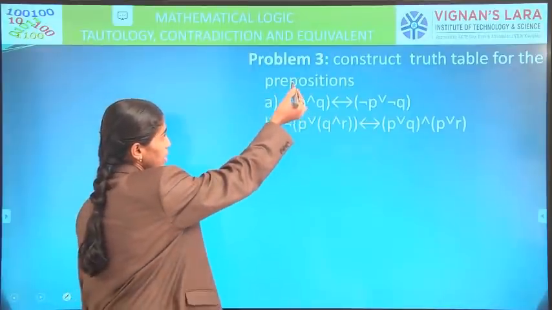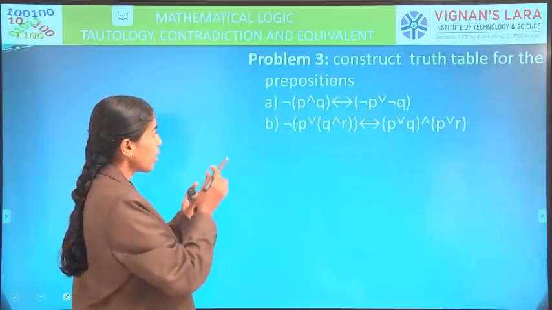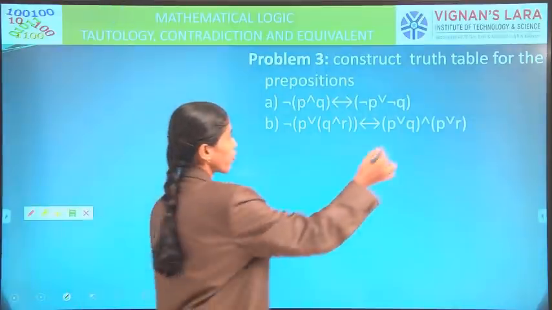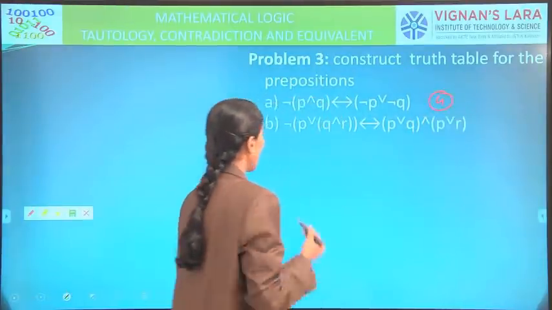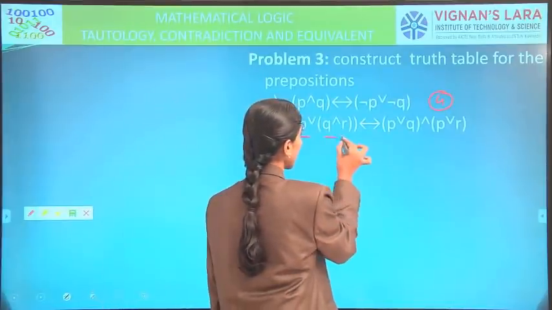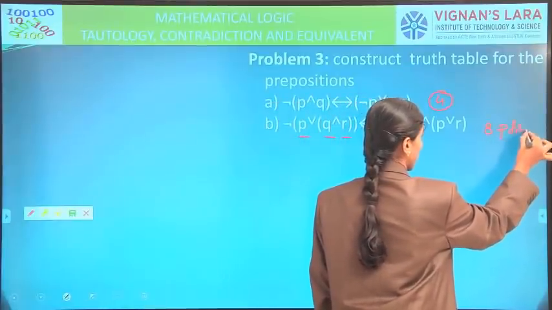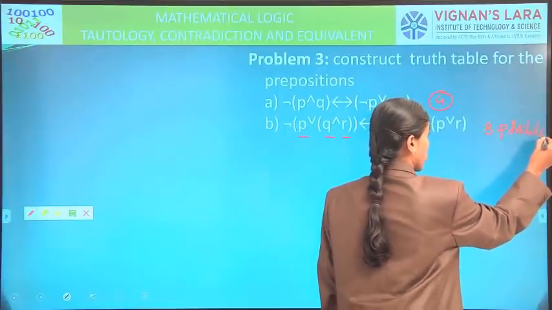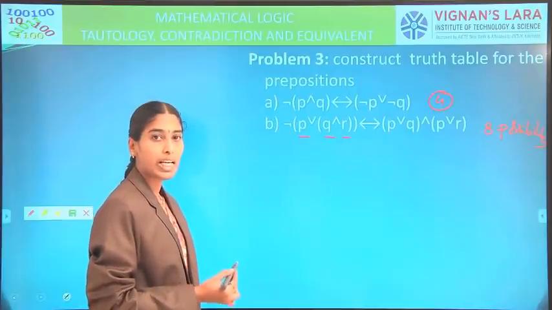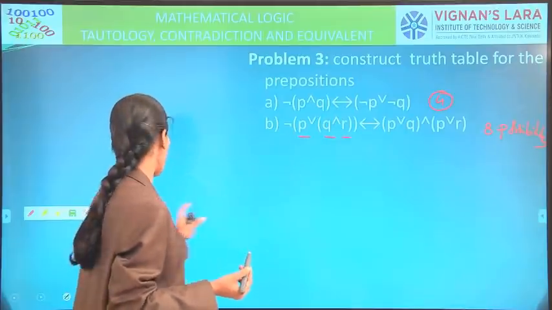Now you practice these 2 sums, construct truth tables for the given propositions. Because in the first proposition we have 2 variables, so we get 4 possibilities. In the second proposition, if you observe there, we have 3 different variables P, Q, R. So we get 2 cube, 8 possibilities. So you practice these 2 sums, which are similar to the previous case. Already I explained clearly the truth table for 2 different variables and 3 variables. So you practice these 2.